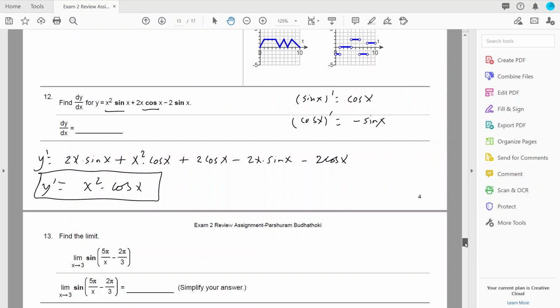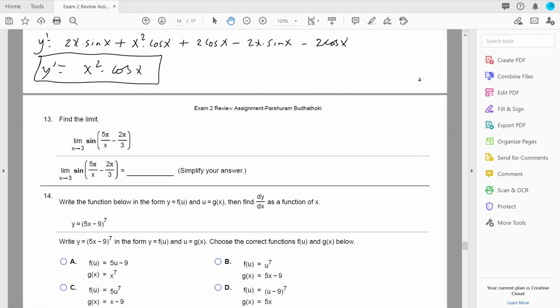Let's go to the next problem, problem 13. To do this problem, keep in mind, if you have sine of a function of x and there is a limit outside, limit as x approaches some value a, if this function f of x is defined at a, you can always bring this limit inside. That's the property of the sine function for a function which is defined at a. We can use the same approach here. We can bring this limit inside because the function 5 pi over x is defined when x is 3, and when x is 3 this becomes 5 pi over 3. Subtracting 2 pi over 3 gives 3 pi over 3, which is pi, and sine pi is 0.